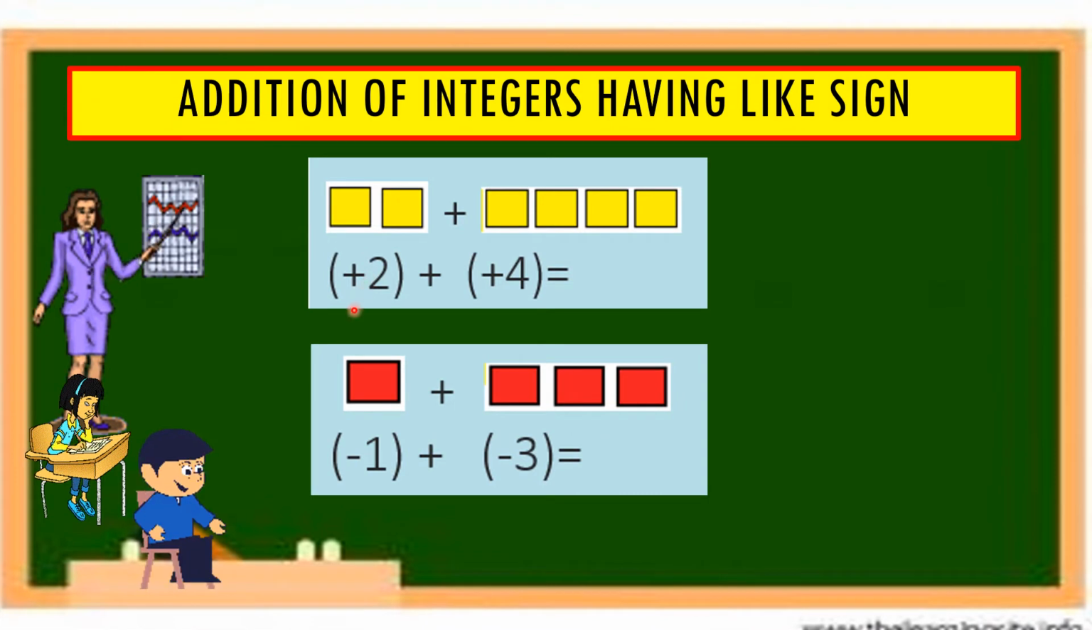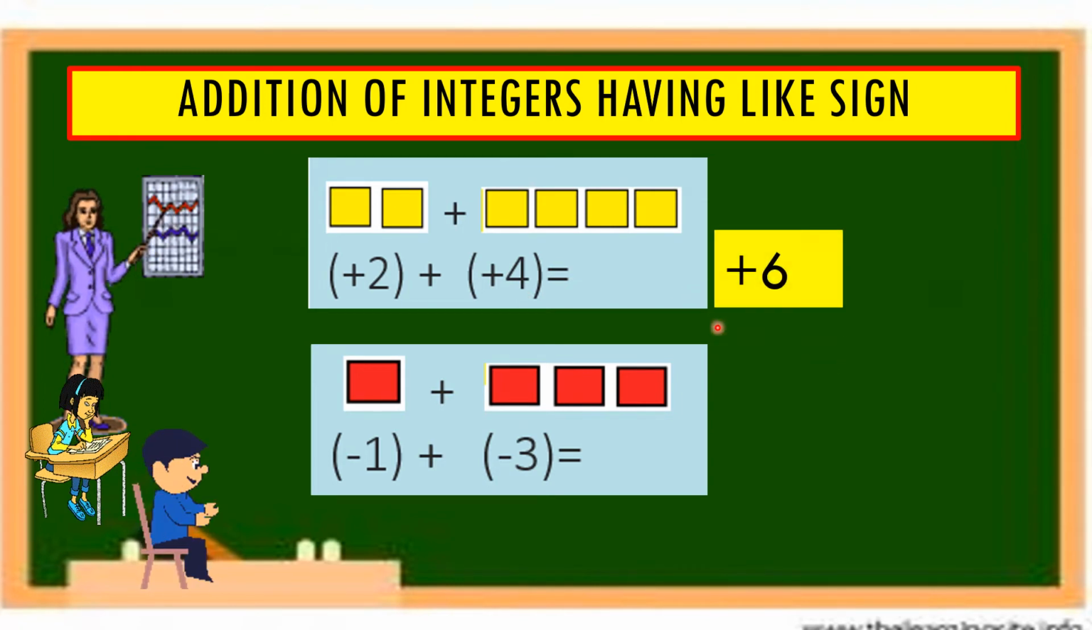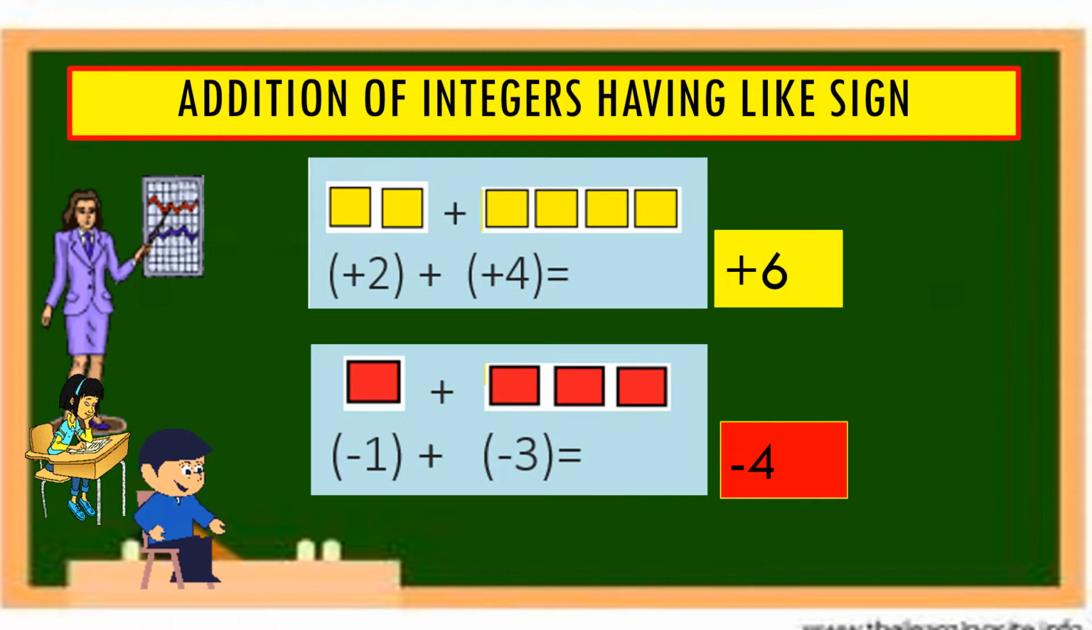We are in the next figure. We have positive 2 plus positive 4. What is the result? The result is positive 6. How about for the next figure? We have negative 1 plus negative 3. What is the answer? The answer is negative 4.